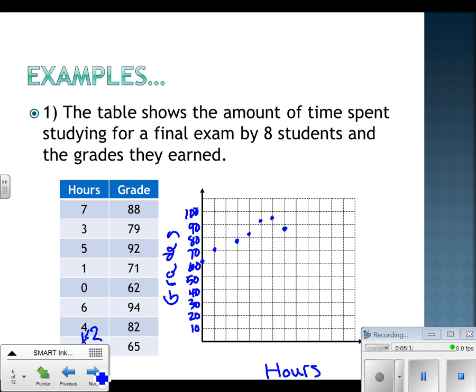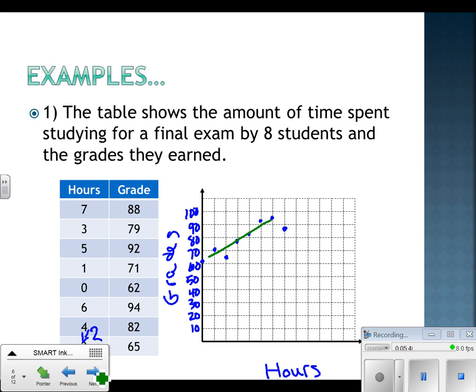And 2 was 65. So here we can see when we plot these 8 ordered pairs that there is a trend. You can see that the points are scattered. It doesn't make a perfect line, but if I drew a line estimating where my points are, we see it's going upward over time.